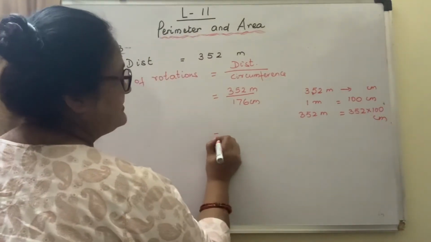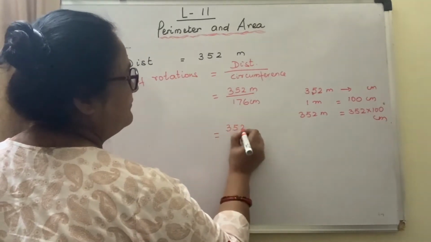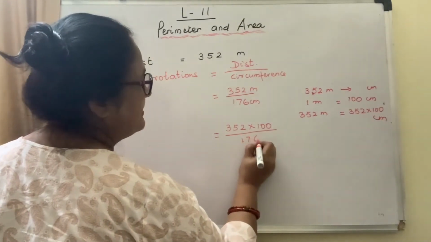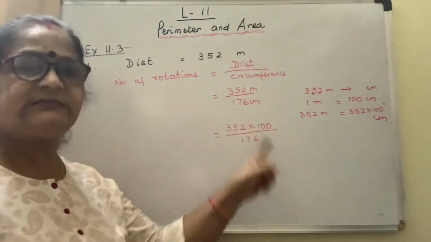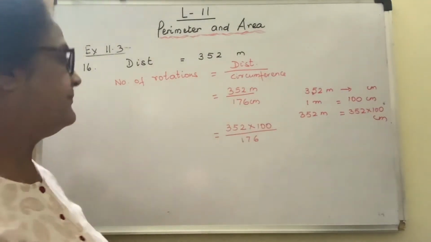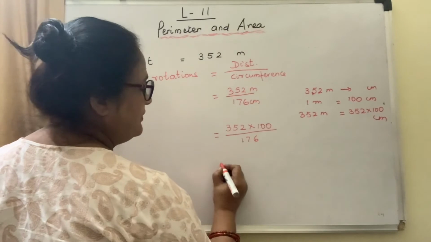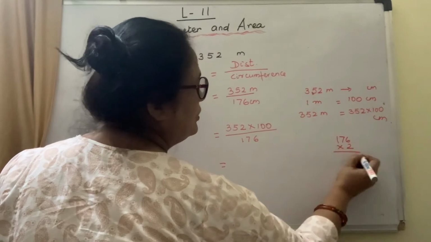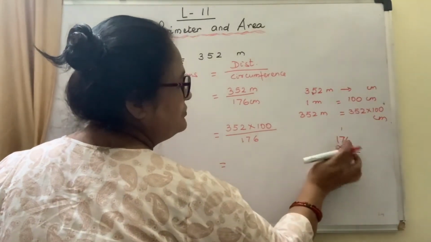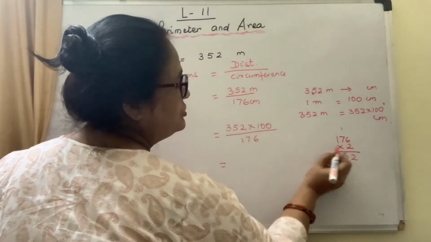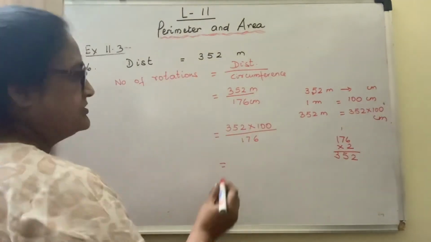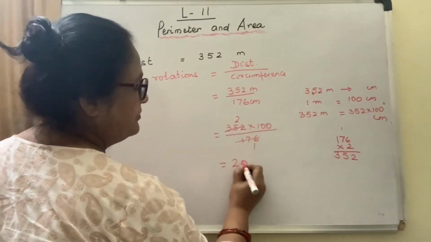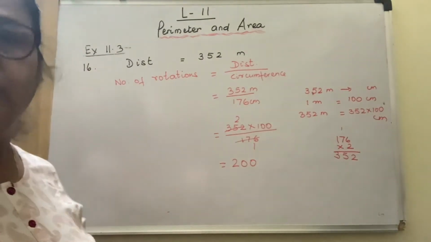So here what we are getting is 352 multiplied by 100 upon 176. Now the units are the same, so we don't write the unit. Now 176 goes into 352 2 times. 176 multiplied by 2: 6 2s are 12, 7 2s are 14 plus 1 is 15, 2 1s are 2 plus 1 is 3. So this is 176 ones, 176 twos. So how many rotations? 200 rotations.